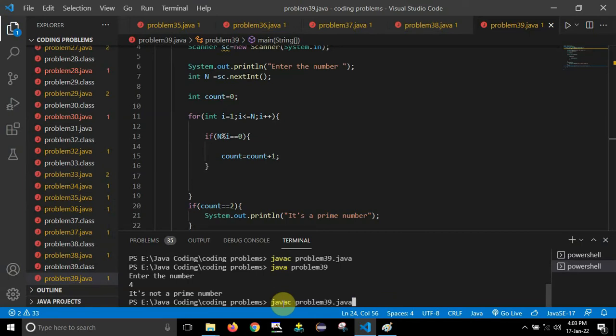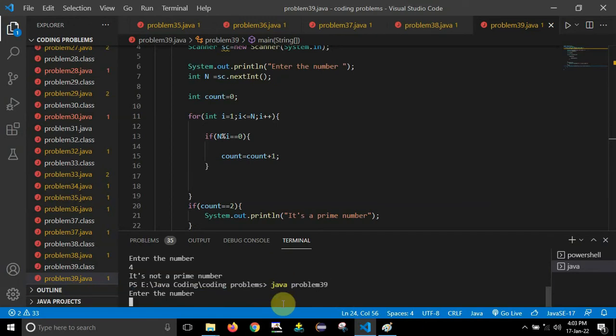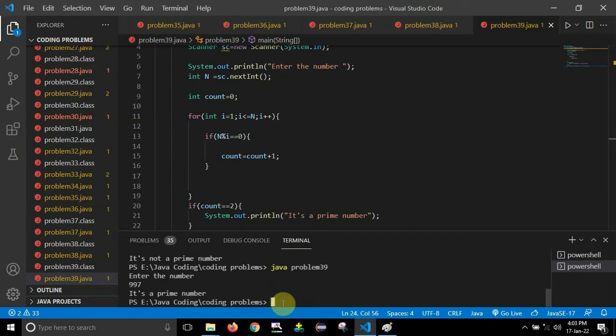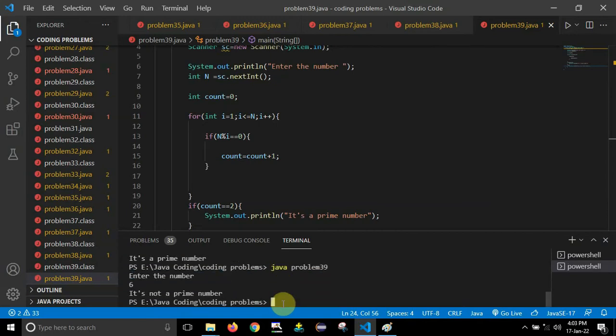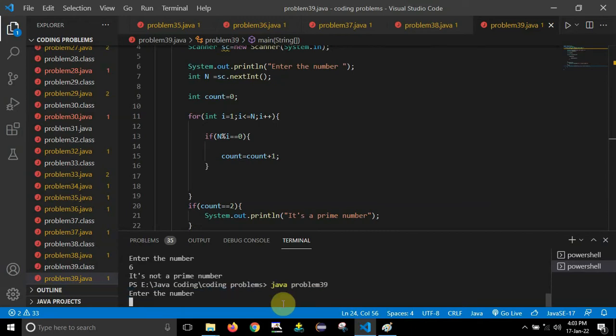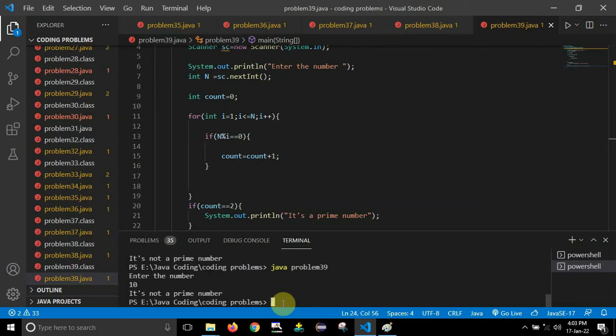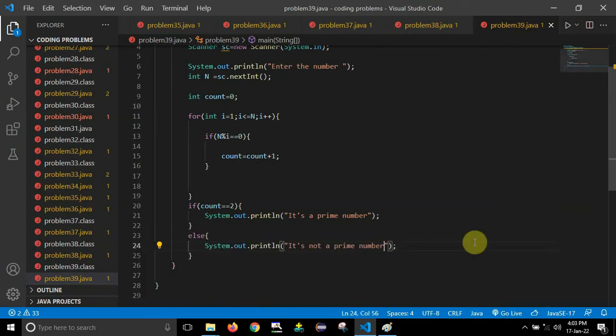Now okay, I can run directly. So 997, so it is a prime number. 997 is a prime number, and again I will run. So let me just take 6. It's not a prime number. Okay, so you can just check out anything, guys. Okay, so 10 I will take this time. So it's not a prime number. Okay, so it's working perfectly fine, guys.